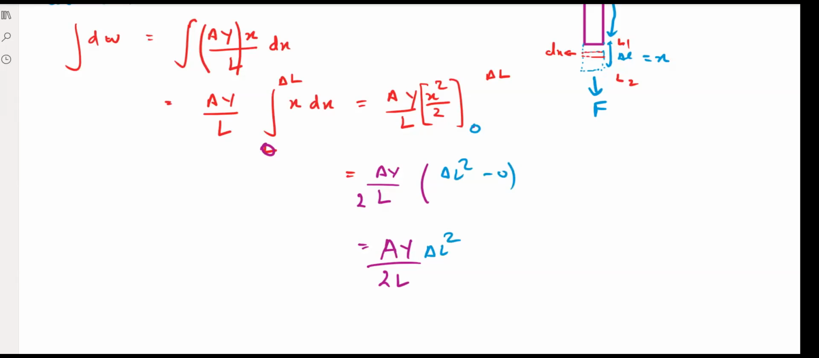So same चीज आ गया ना, आ गया same चीज, half into Y by L which is k into delta L square. Same चीज आ गया, half k x square, yes or no? हाँ या ना? Step by step, हाँ या ना? Just stay with me for 5 more minutes.